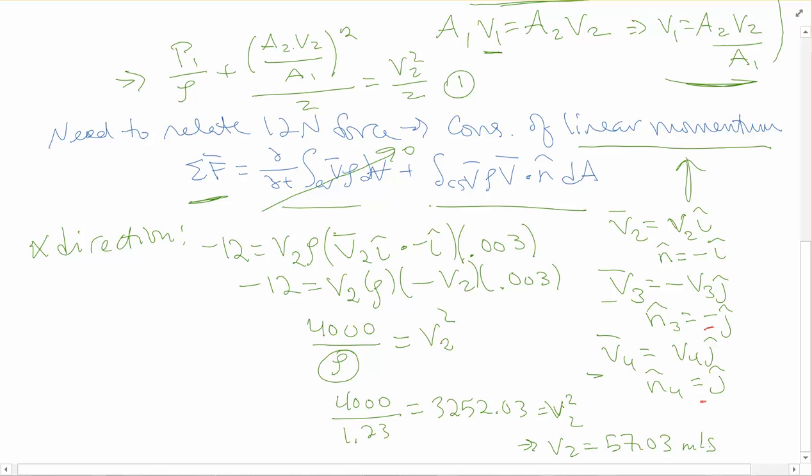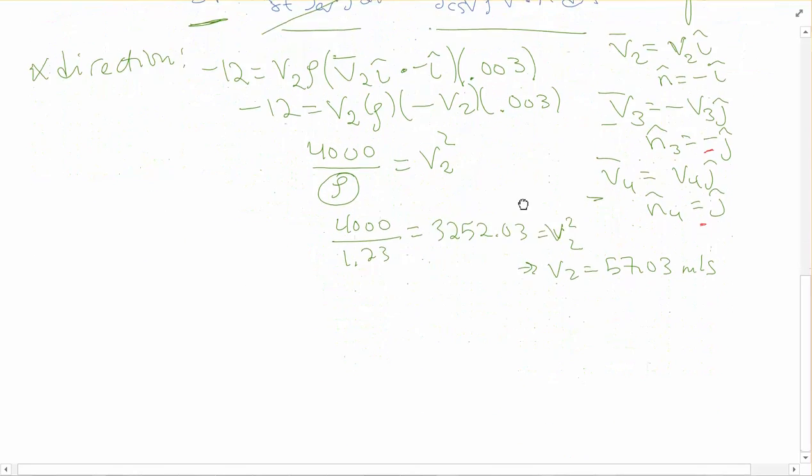Now remember, what we're looking for is pressure. We want that P1. So we're going to come back up to this equation 1 up here, right here, and we're going to plug in what we know. Alright, so let's do that. Last step.